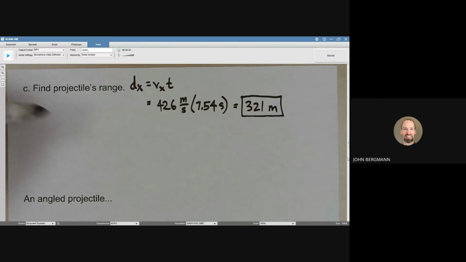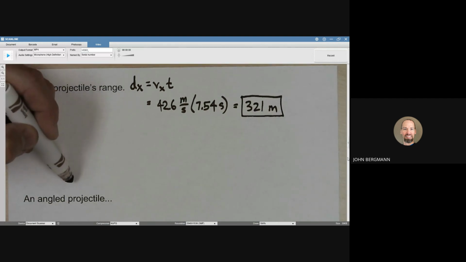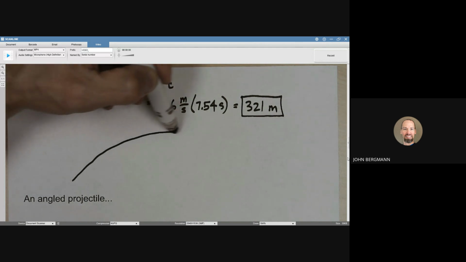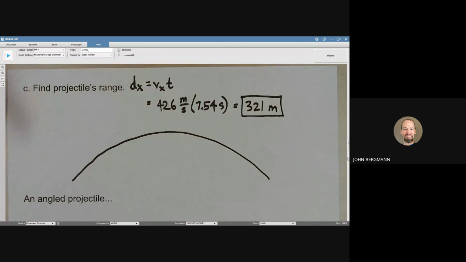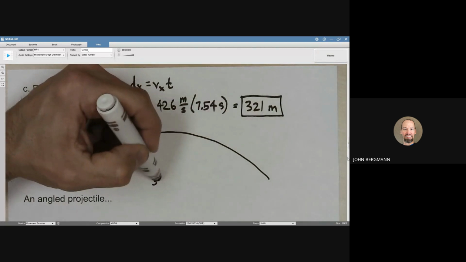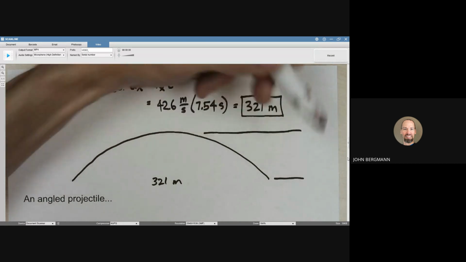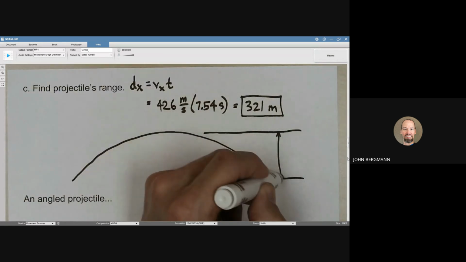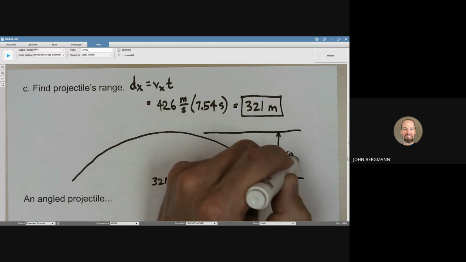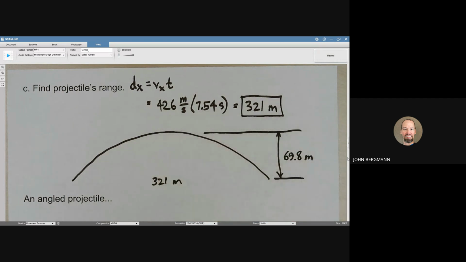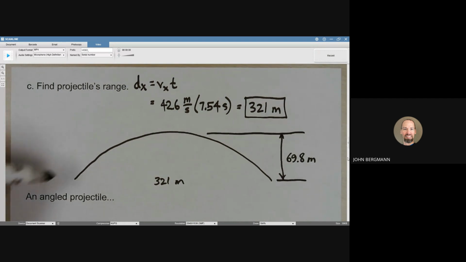If you launched the toaster, it would have a trajectory that would go kind of like that. And that would be 321 meters right there. And the height, obviously this isn't to scale, the height is 69.8 meters. That's the toaster. The blender, which was the previous video, the blender did this. Watch my pen.